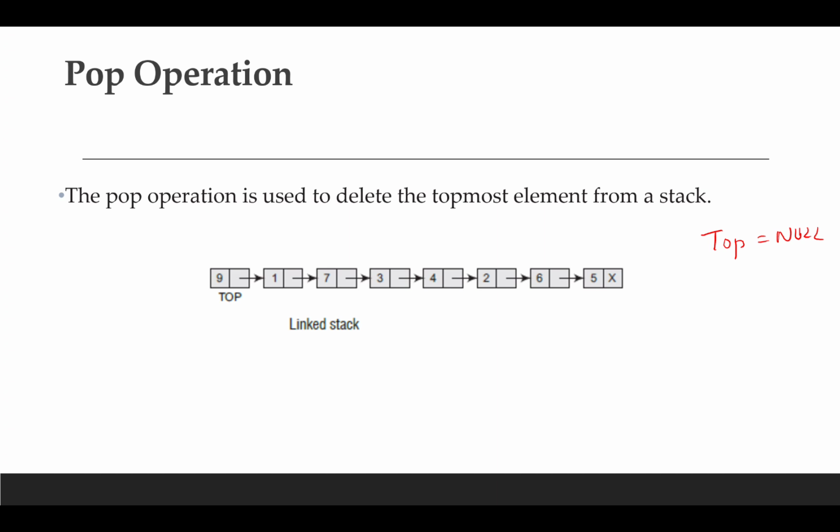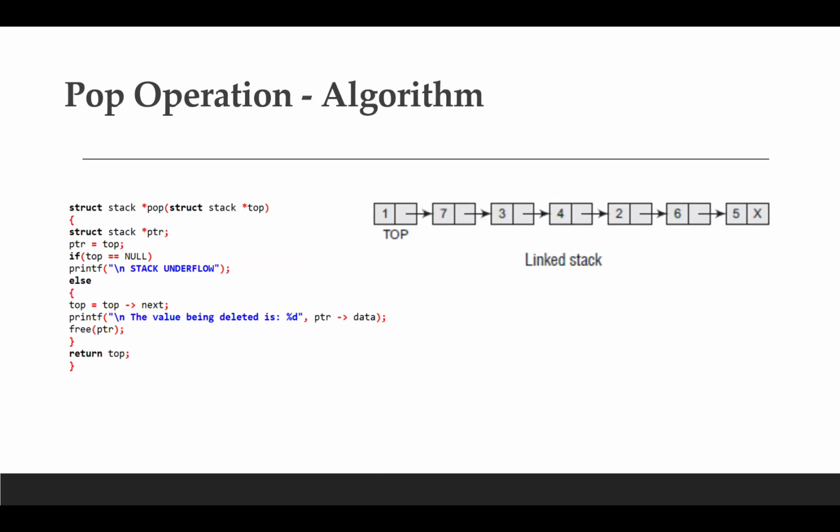Then we have to check if top is not equal to null. If the top is not equal to null, then in the top position, this is the top position element, right? The top position node will be removed, it is deleted, and the next node will become the top. We will see the code.